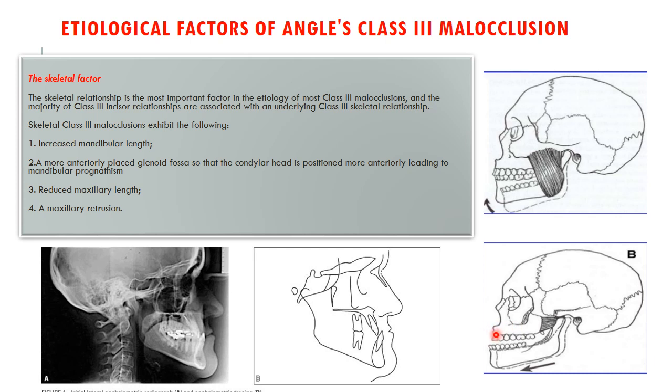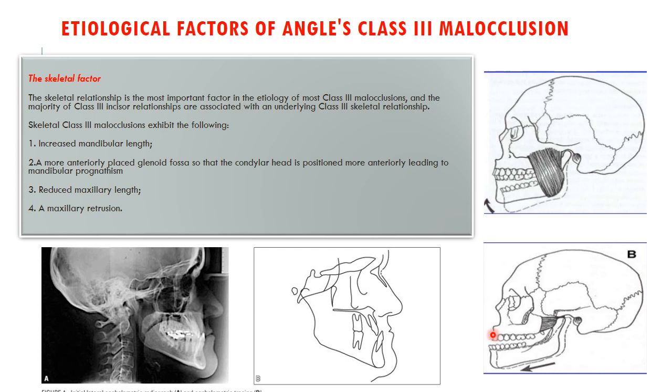But the first two factors are the most influential, which means the majority of the skeletal class 3 malocclusions are due to mandible problems, either increased mandibular length or anteriorly placed glenoid fossa and so on. Also, the skeletal class 3 malocclusion can be associated with a range of vertical skeletal proportions, either increased or decreased.